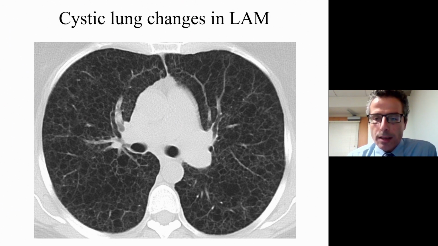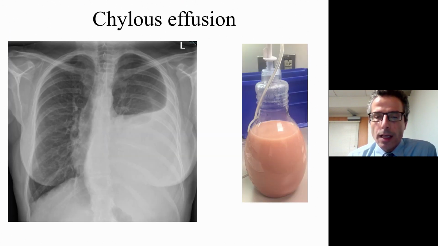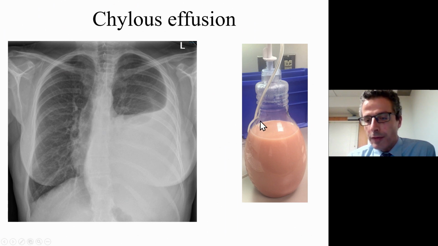So beyond the cysts that you can find in the lung, LAM is also characterized by the presence of chylous effusions. This is a very large chylous effusion that you see here on the chest X-ray, and this is the type of fluid that you can see, milky, largely consisting of triglycerides and cholesterol, from draining these lipid-filled pleural spaces.